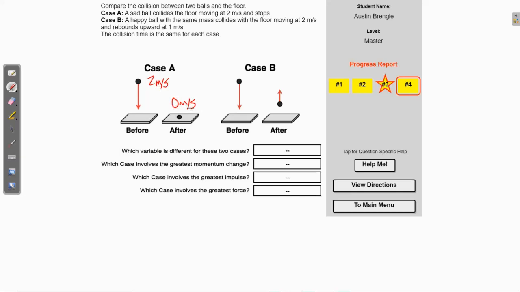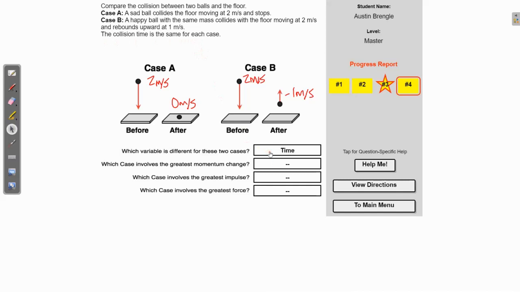And the happy ball with the same mass collides with the floor moving initially at 2 meters per second, just like before. But then it rebounds upward at 1 meter per second. And remember, velocity has direction, so this is really -1 meter per second. That's probably the thing that will trip most people up in this problem. So it says, which variable is different for these 2 cases? It does state up here, one thing I forgot, is that the collision time is the same for each. Okay, so when going through these, there's the change in velocity.